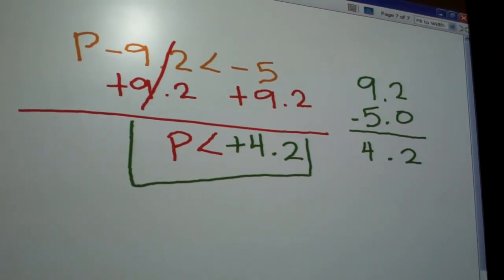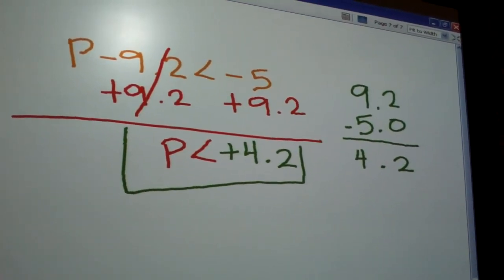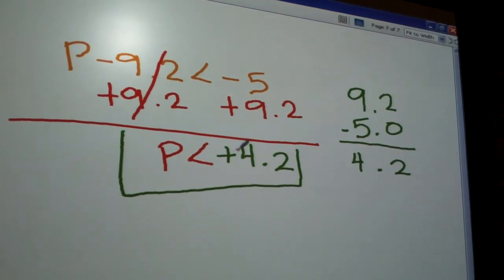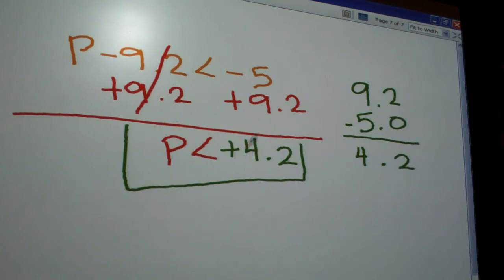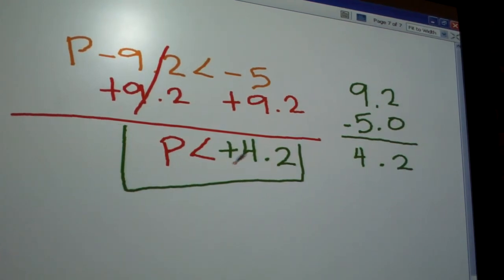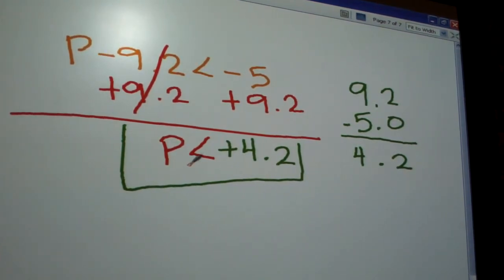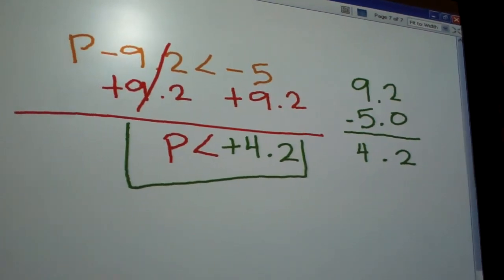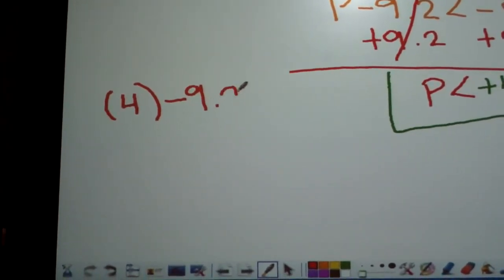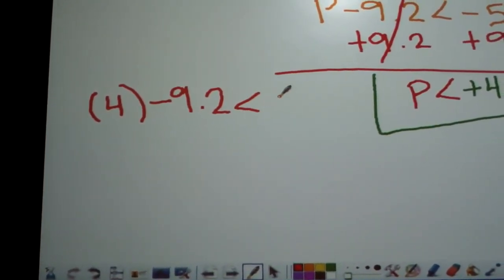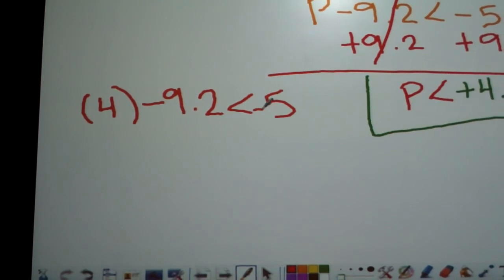We can check our solution because we always check our solution. Our answer is less than 4.2, so we can pick any number that is less than 4.2. You could pick 4.1. I'm going to pick an easy number. I'll just pick 4. So you take 4, you substitute it in for p. So 4 minus 9.2, we need to make sure that that is less than negative 5.